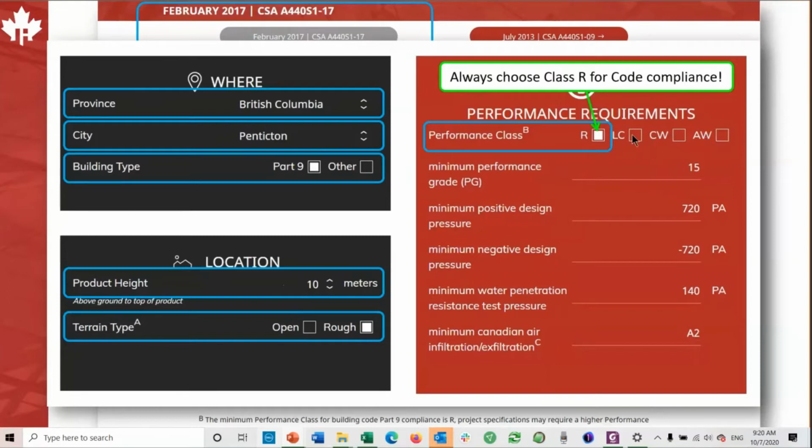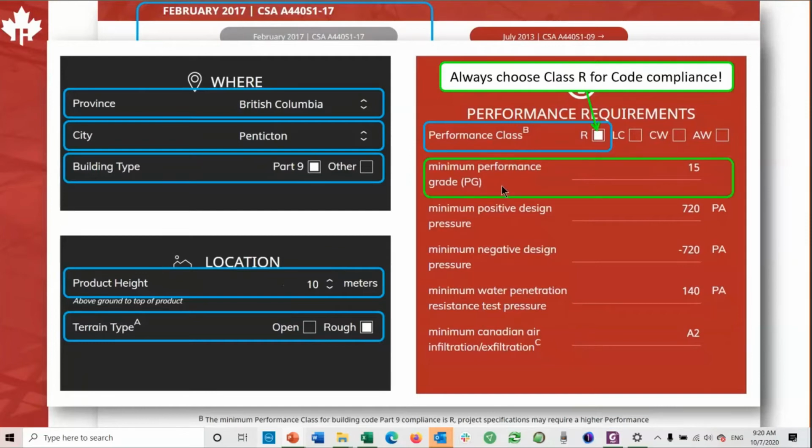These options are helpful for architects when they want to determine what level of performance should be specified when they choose a higher performance class. For knowing what level you need under the building code at the building location, for the environment the building is in, choose class R.